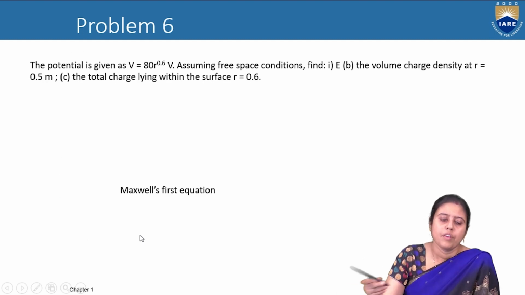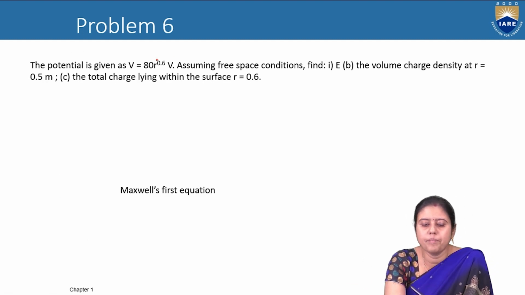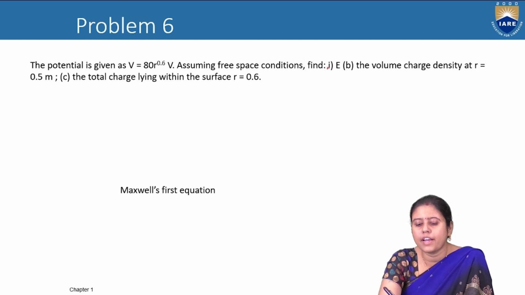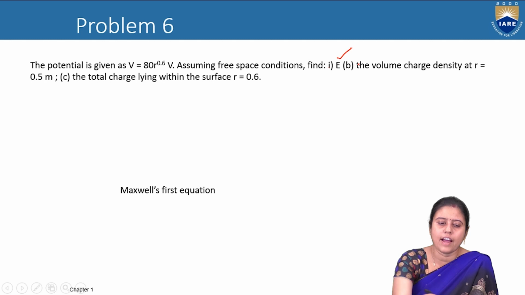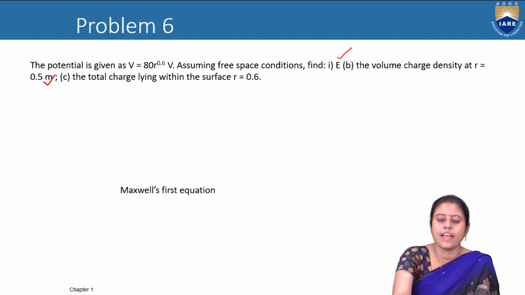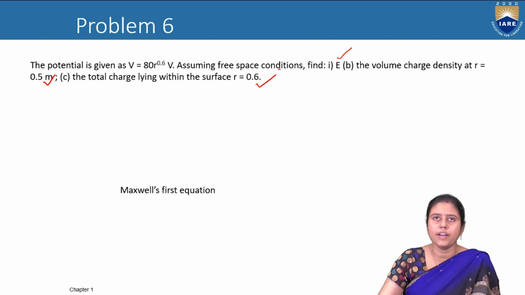Problem 6. The potential is given, V is equal to 80 R to the power 0.6 volt. Assuming free space conditions, we will calculate E, the volume charge density at R is equal to 0.5 meter, and the total charge lying within the surface is 0.6.